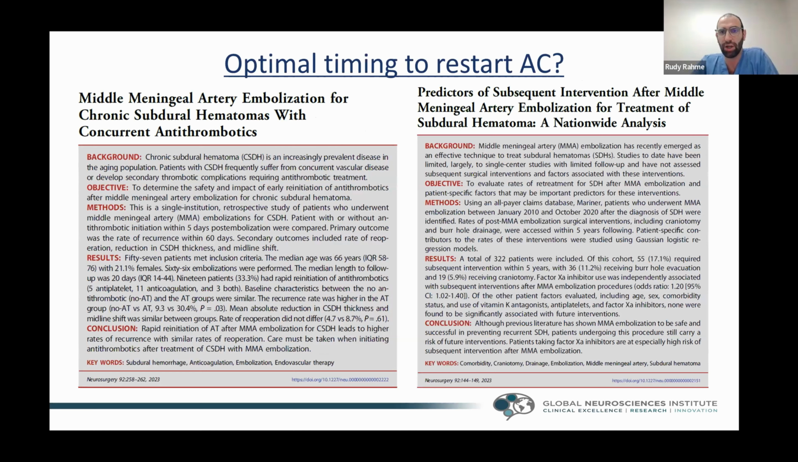However, based on the data that we know right now, one of the main independent factors of failure of the middle meningeal artery embolization, or of recurrence, is use of factor 10A inhibitors, so the DOACs. Now, interestingly, in that paper where they did a nationwide analysis similar to the previous one, where they looked at 322 patients, the recurrence was significantly higher in patients taking the factor 10A inhibitors. However, the retreatment was similar. It wasn't higher. So these patients are rebleeding, or maybe they're recurring, maybe there's some hyperacuity within that blood, without significant increase in the volume, without need for rescue maneuvers. So again, we still don't know for sure. That's one of the things that we have to keep looking into.